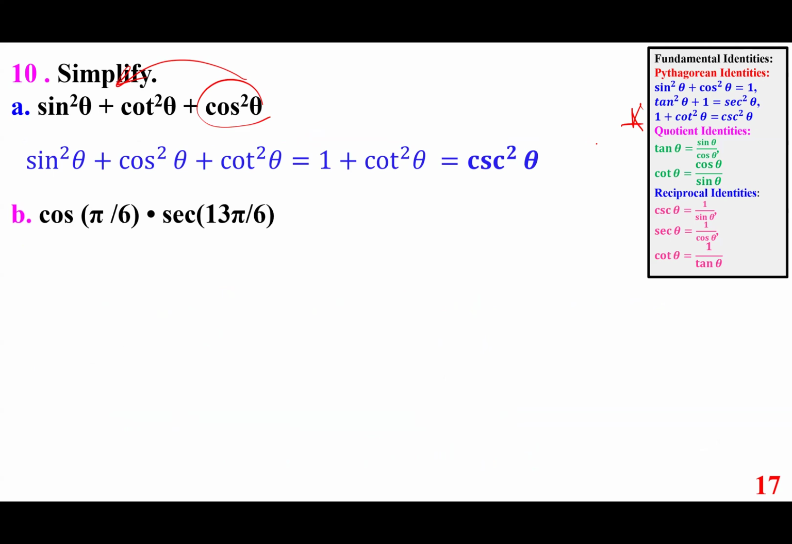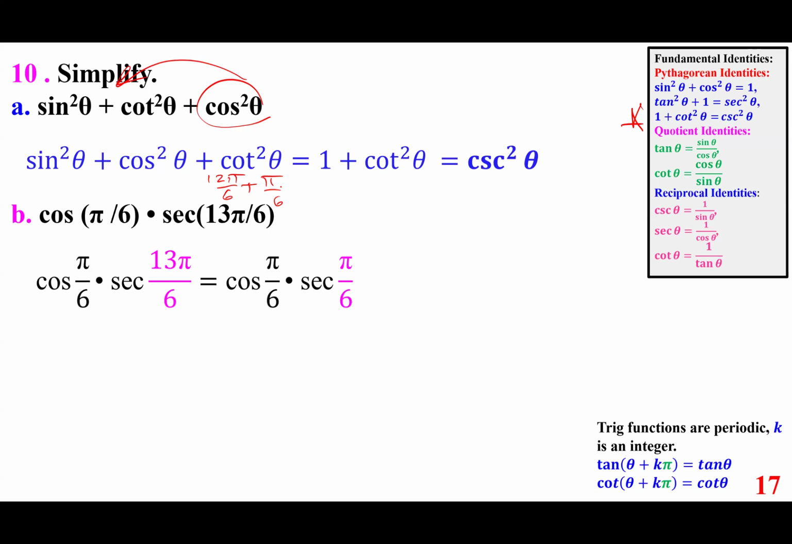Cosine of pi over 6 times secant of 13 pi over 6. And this one is 12 pi over 6 plus pi over 6, because 12 pi over 6 is 2 pi. You can get rid of it. Again, reminding you of trigonometric periodic functions, which have period 2 pi for sine, cosine, secant, and cosecant, and pi for tangent and cotangent. So we do that, and as you know, secant is 1 over cosine, and therefore they cancel each other. They just give us 1.